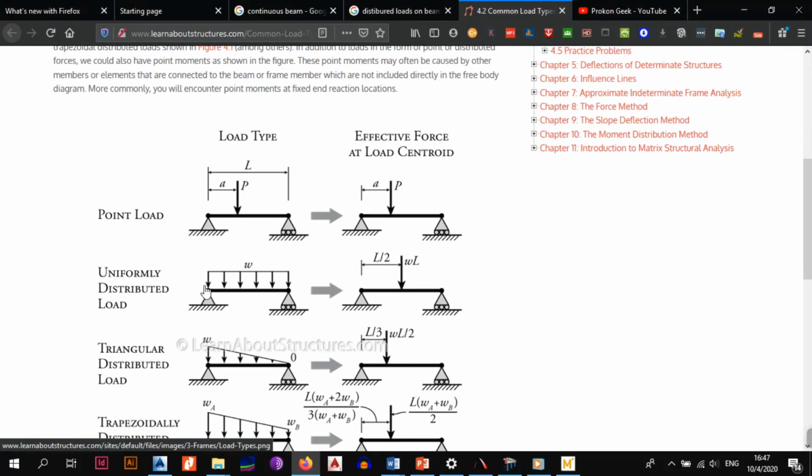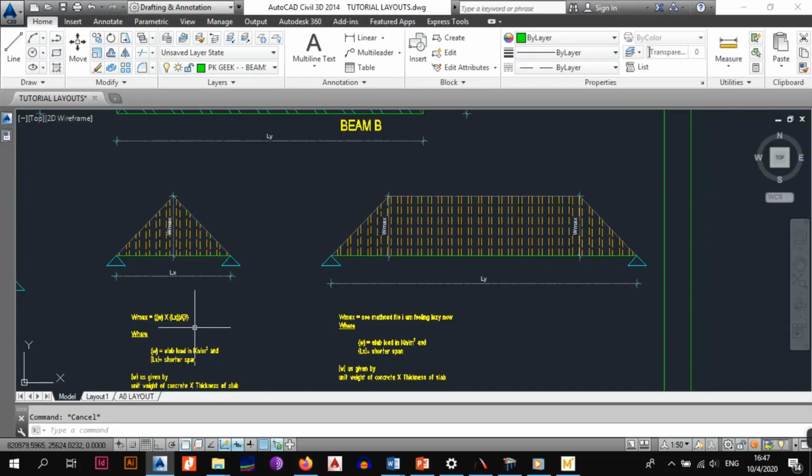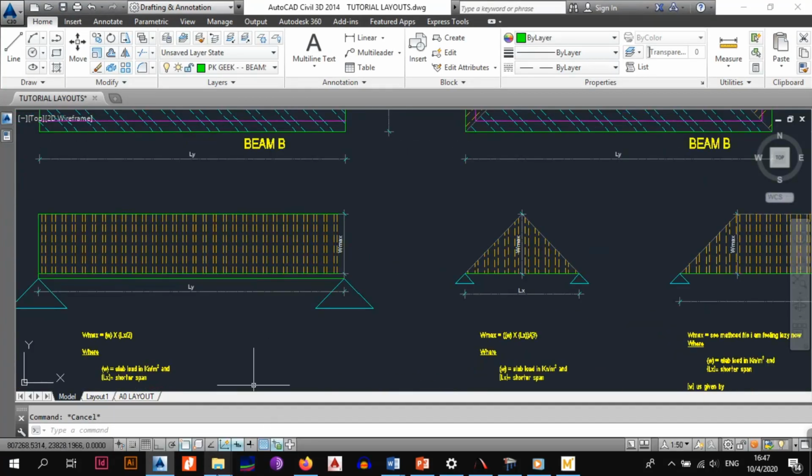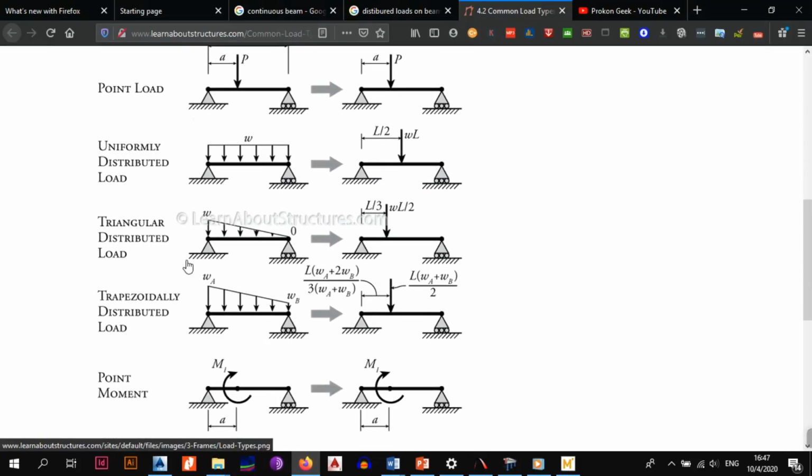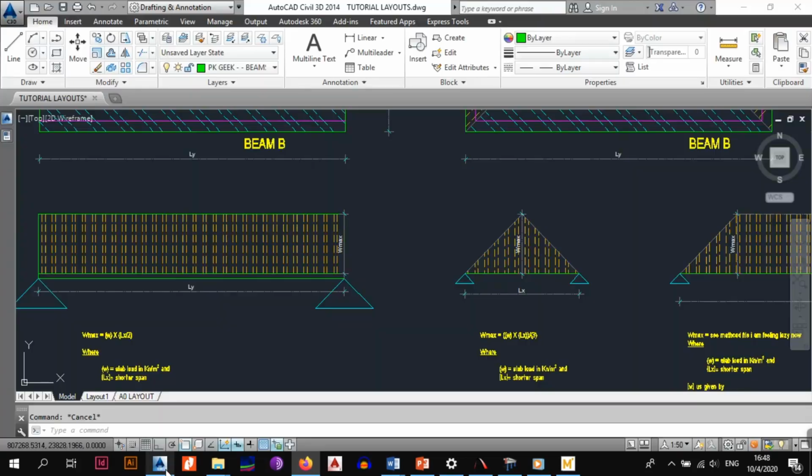Then we have uniformly distributed loads, which is what we saw when we were looking at the one-way spanning slab. And then going back, we have the triangular distributed load and the trapezoidal distributed load. So these are the two types of loads that come when you are having a two-way spanning slab: the triangular distributed load and the trapezoidally distributed load.